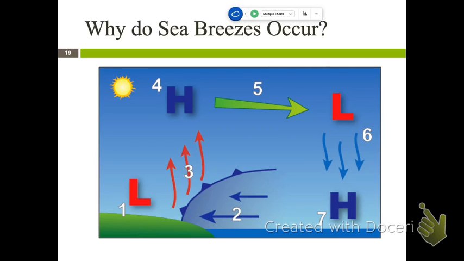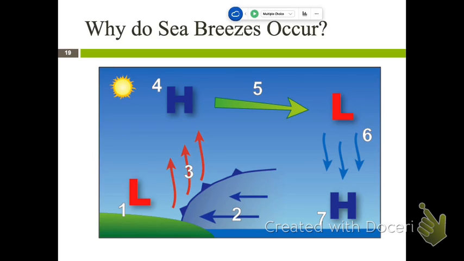Does that happen all day long? So this is what's called a sea breeze. If anyone's been to the beach, you get a sea breeze during the day. That's a sea breeze. So then, when does that not happen? Why is that not happening at night?